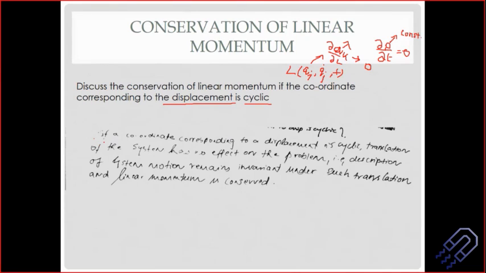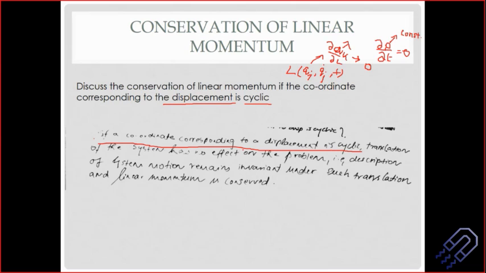Don't straight away start with writing down the equation and explaining. I think that is not a good idea, because in the last class I told you that whenever you write down an answer, keep in mind that the person who is reading this doesn't know anything. You have to make that person understand. That is important. So if you have a coordinate corresponding to a displacement that is cyclic.